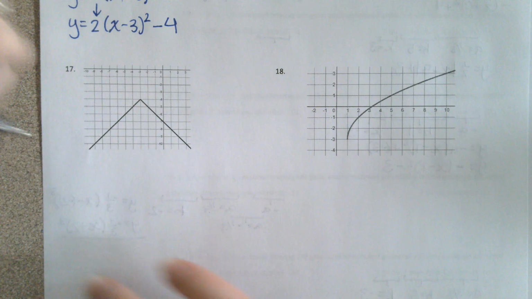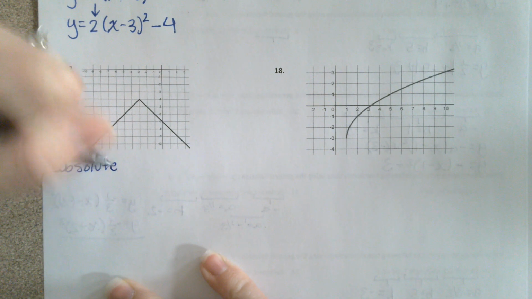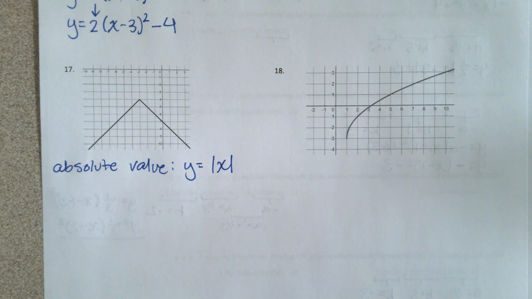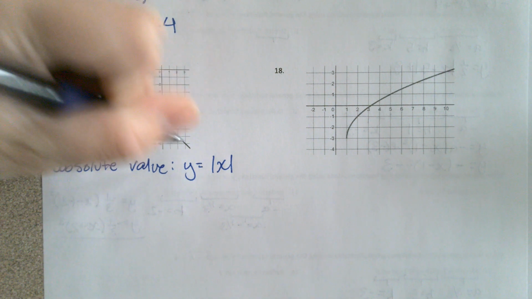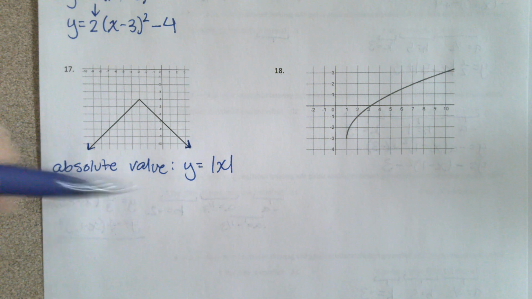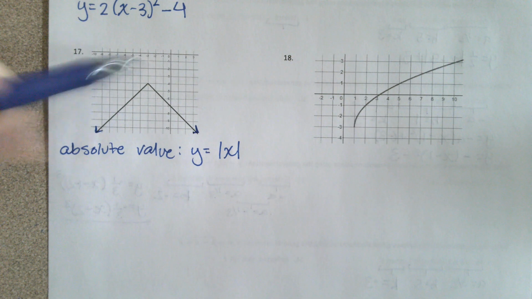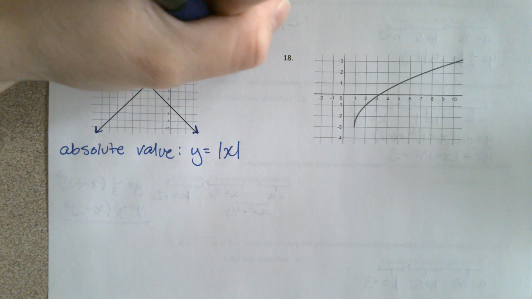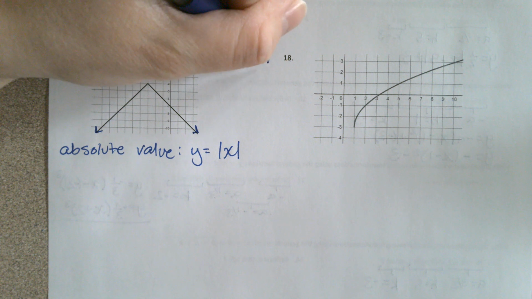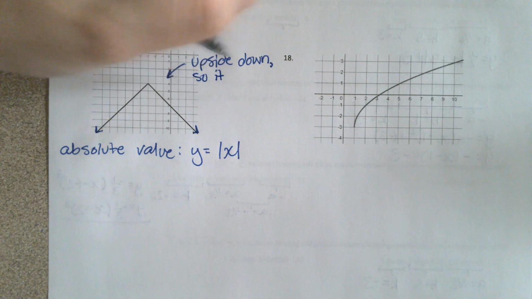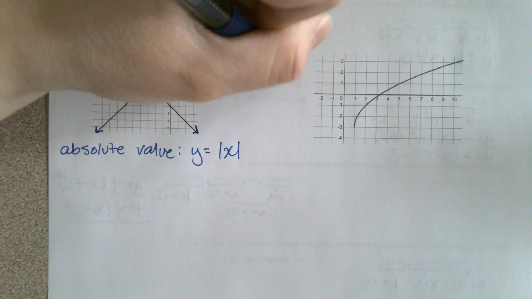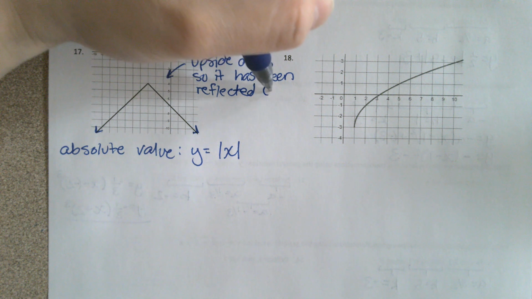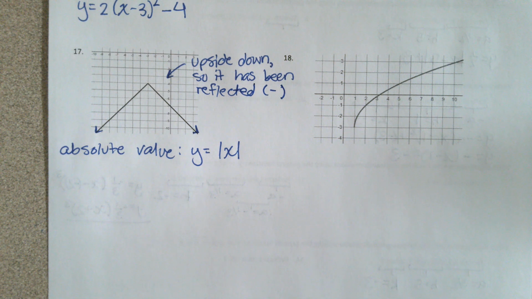Here we have another absolute value. Y equals the absolute value of x. There should be something immediately different about the graph when you look at it. Hopefully you notice that this looks upside down. When it looks upside down, that means we have reflected it. Upside down. So it has been reflected. And when we say reflection, that's when we mean that negative sign.